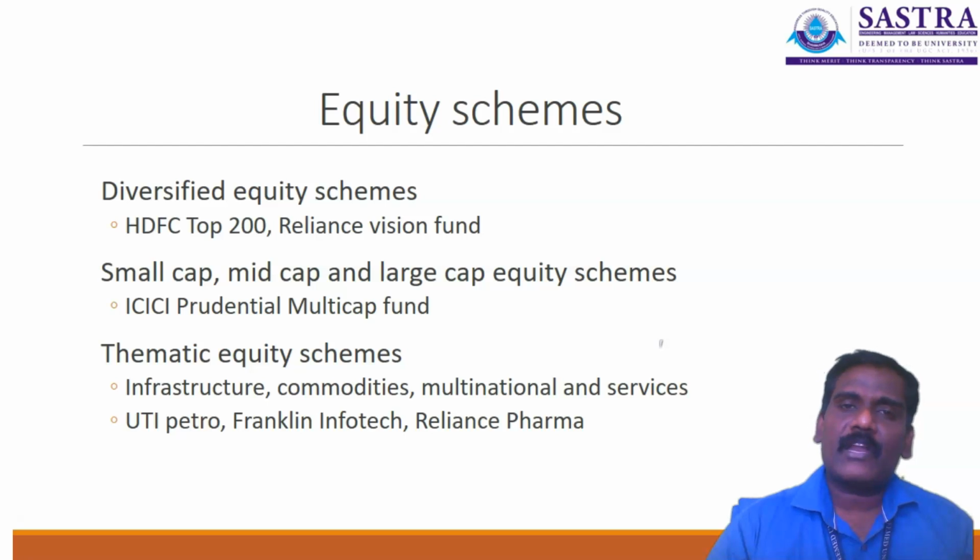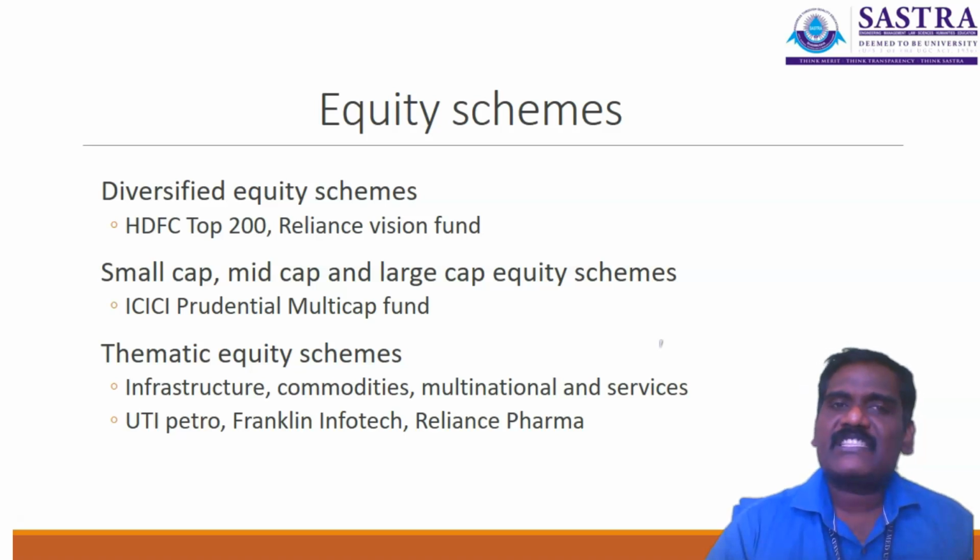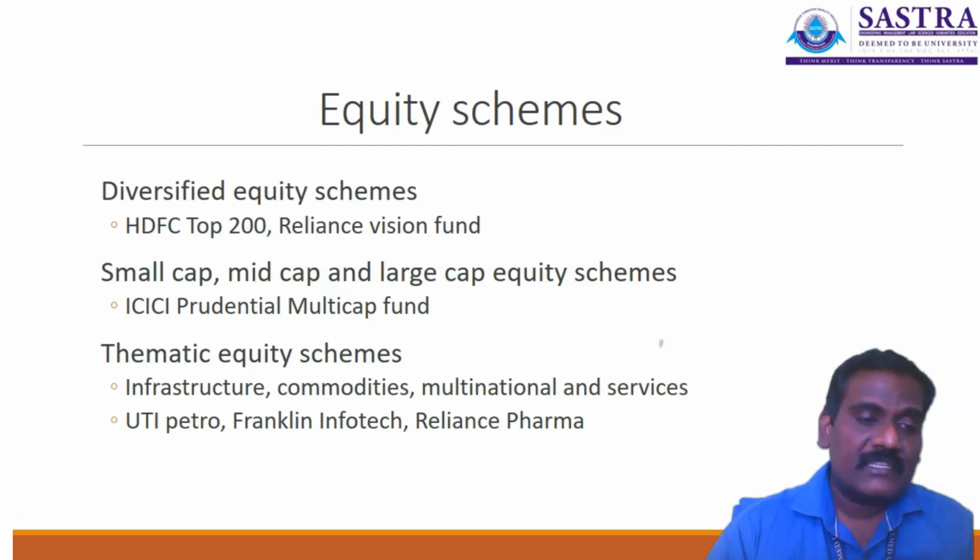Then there are thematic schemes, otherwise called sectoral schemes. In these sectoral or thematic schemes, the fund invests into a particular sector. For example, infrastructure sector, commodities or multinational companies. They invest in services sectors like the banking sector, financial services sector, tourism sector, hospitality sector. They also invest in other sectoral funds, for example pharma, automobiles, manufacturing and cement sectors. So there are different sectors in which the fund is going to invest. We call it a sectoral scheme or a thematic scheme.